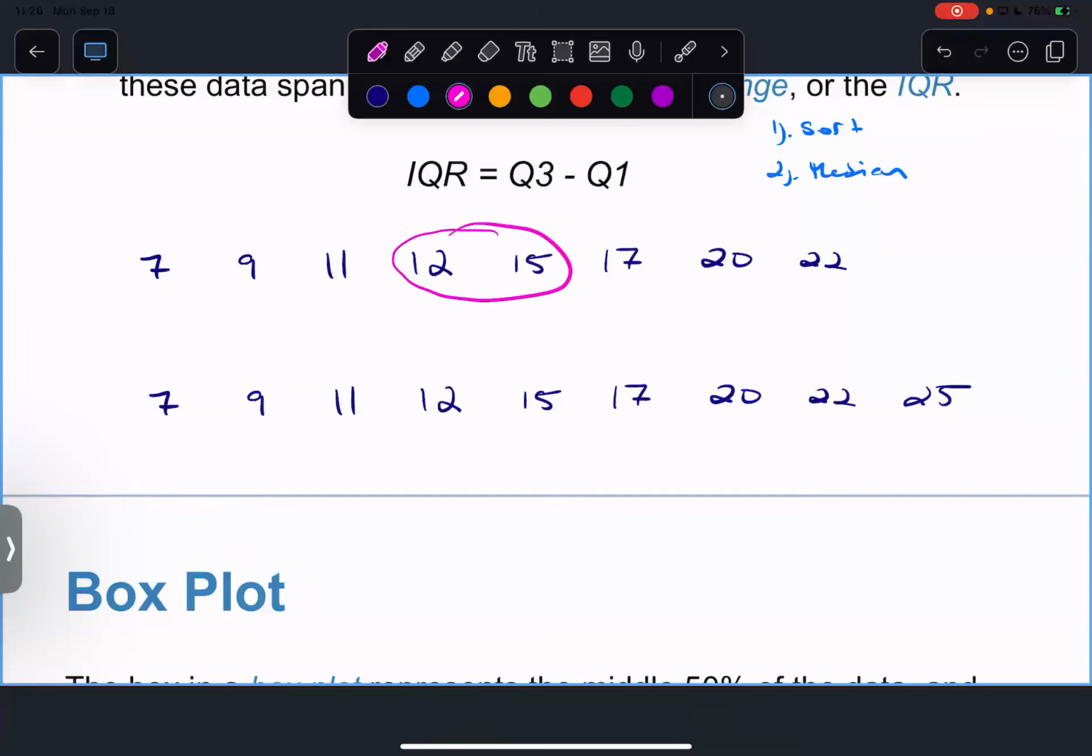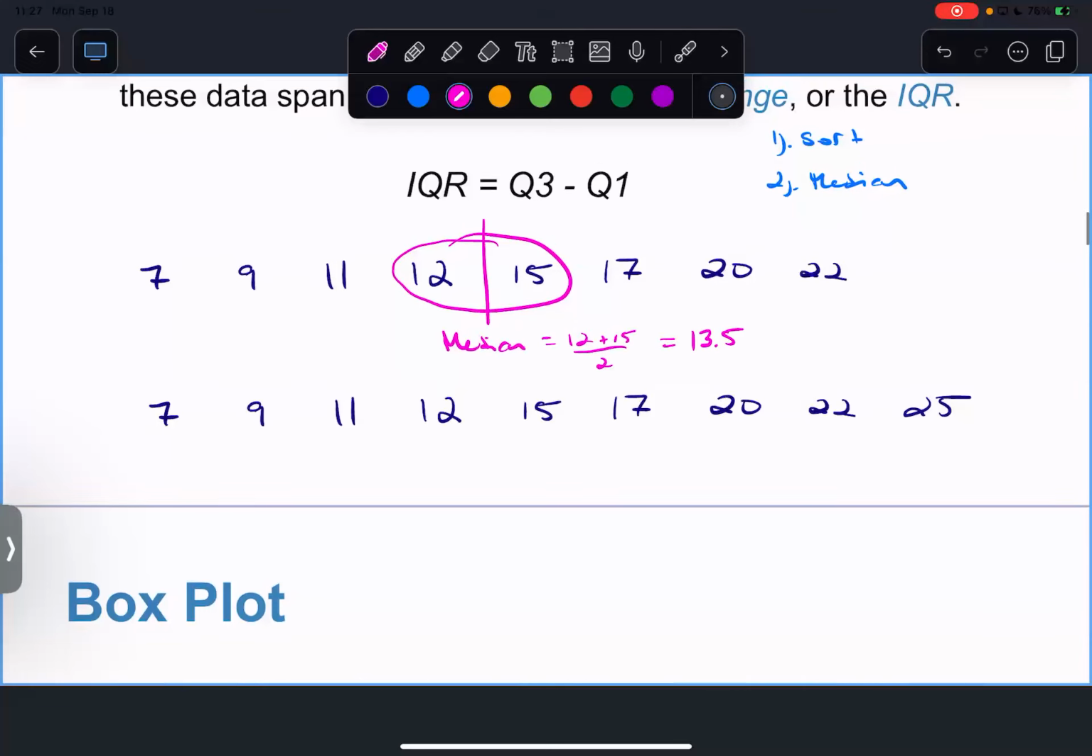Sometimes because it's hard to see, I like to just confirm that I have an even number of values on either side. Because I landed on 2 values here, the median is going to be 12 plus 15 divided by 2. 13 and a half. No, I don't do mental math, so it's okay.